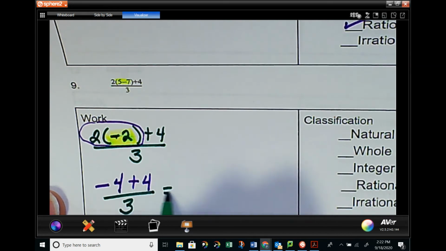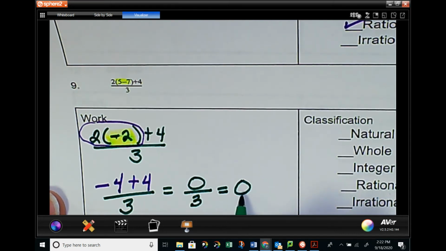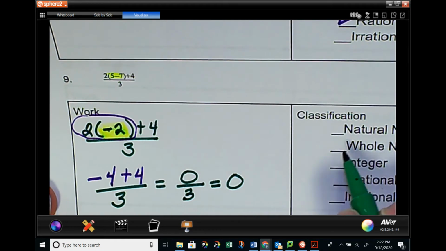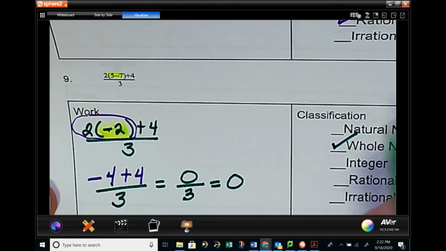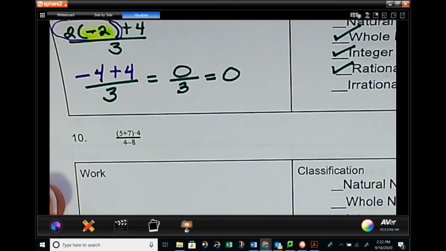-4 plus 4 ends up being 0. Divide by 3 ends up being 0. Oh, but a 0 is a whole number. It's not natural. It's an integer because integers can be positive or negative. So +2 or -2, -1, and 0, and then +1, +2, and so forth. And it's also rational because I just made 0 into a fraction, 0/3. So that would be rational.